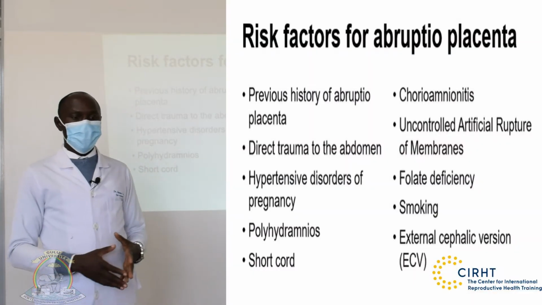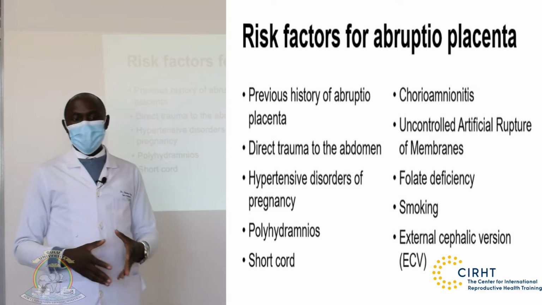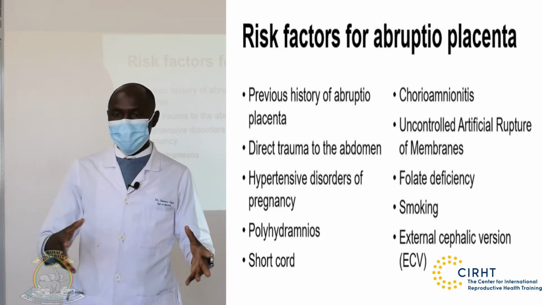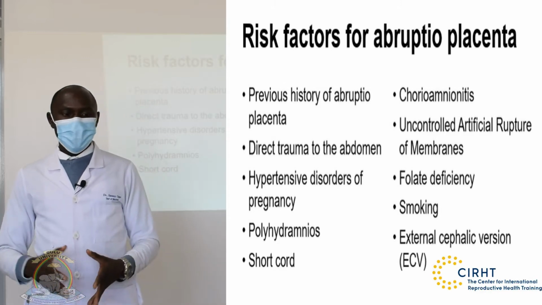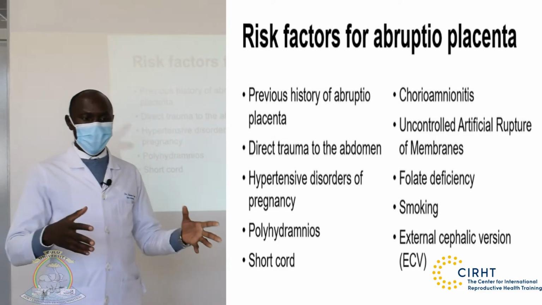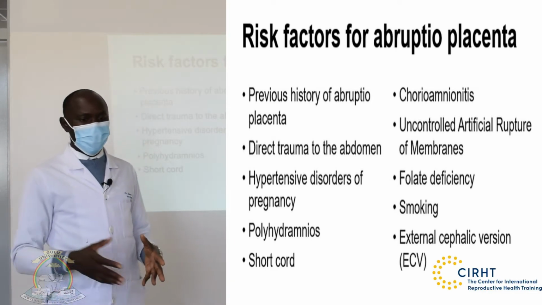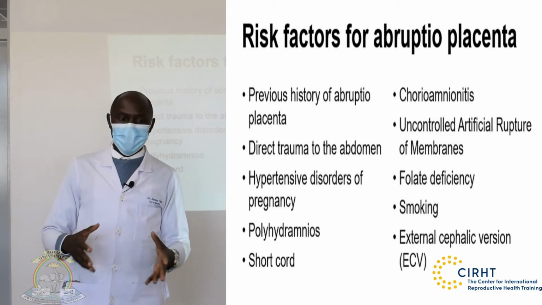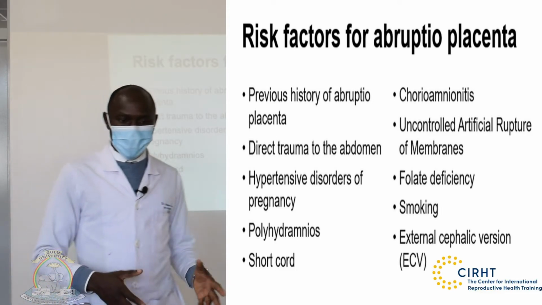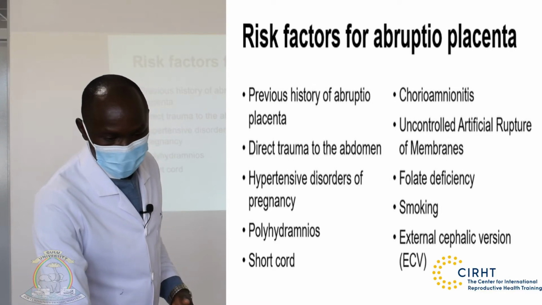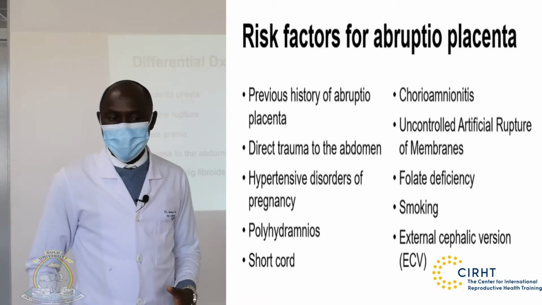The other thing is polyhydramnios. This could be attributed to expansion because of the fluid accumulating within the amniotic sac, so we have a lot of fluid that accumulates. This puts these mothers at risk of placenta abruptio. The other things that I've noted there are short cord, chorioamnionitis, and also uncontrolled rupture of membranes.